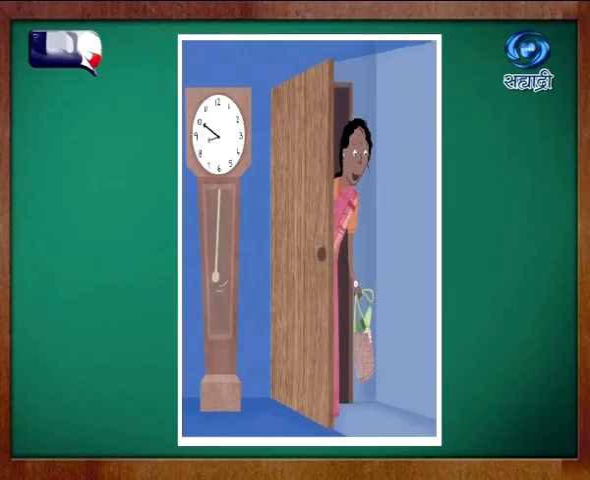Tick tock, tick tock. Now it's 9 o'clock in the night, and Roja's Amma is back from her office. Roja is very excited. Her mother asks her as to what did she do the entire day. Roja is very excited to tell her mother about her day.